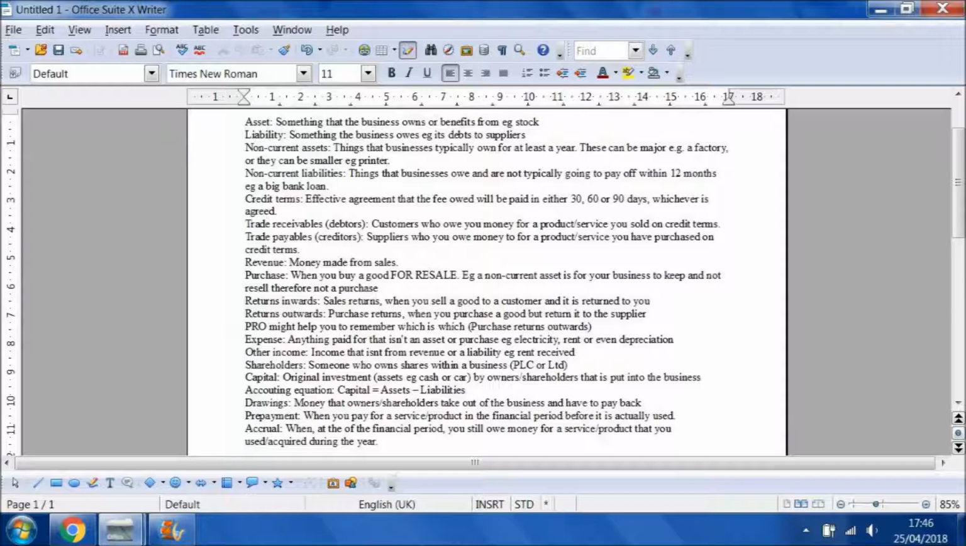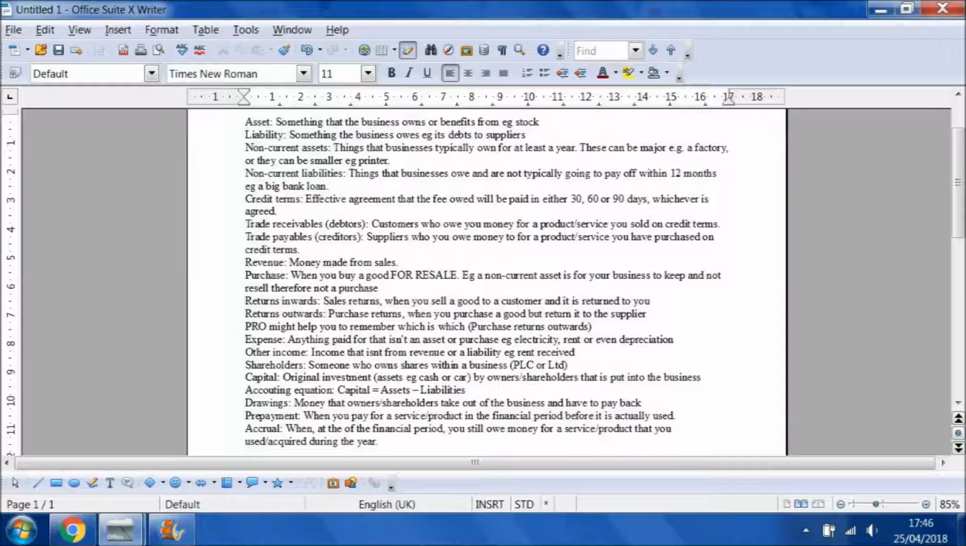Returns inwards are sales returns, so when you sell a good to a customer and they return it to you. Returns outwards, also known as purchase returns, is when you purchase a good but then you return it to the supplier as you're not happy with it or it may have been damaged. PRO might help you to remember what is which. So P stands for purchase, R stands for returns, and O stands for outwards. So PRO, purchase returns outwards.